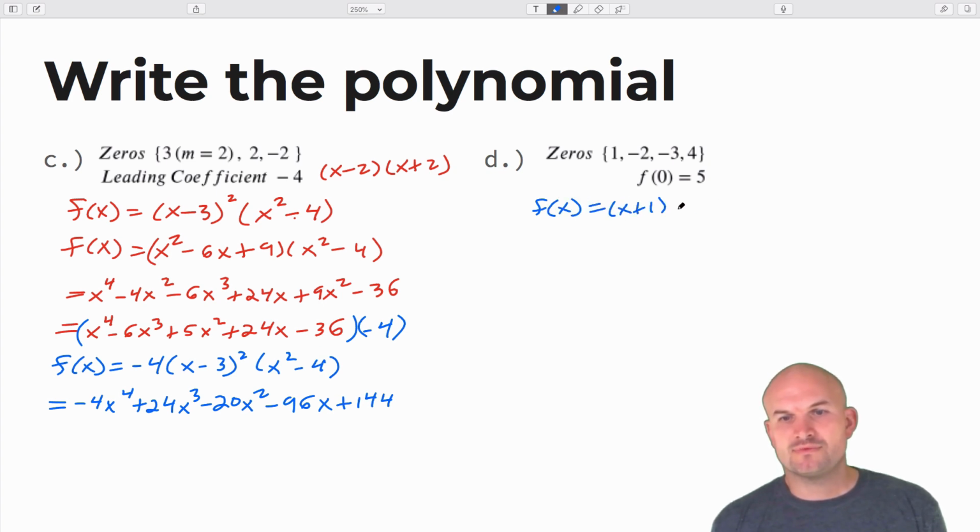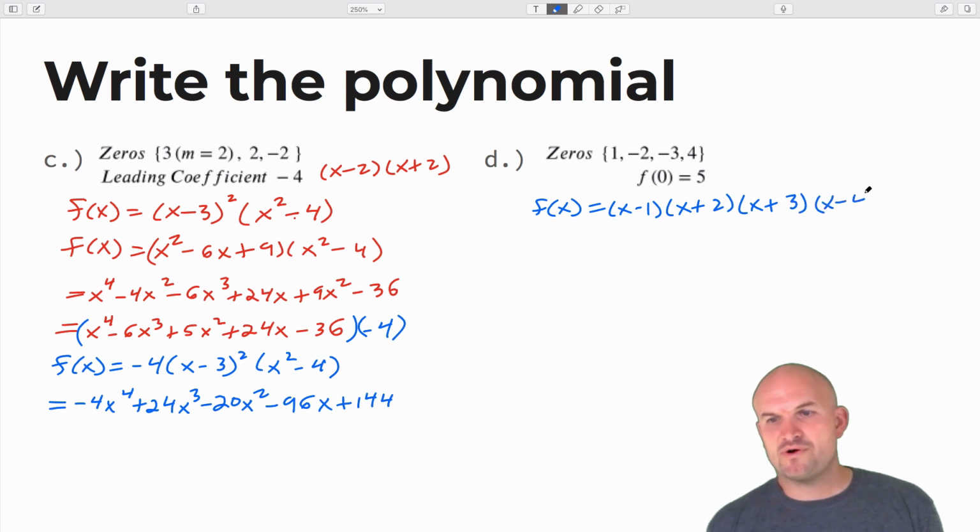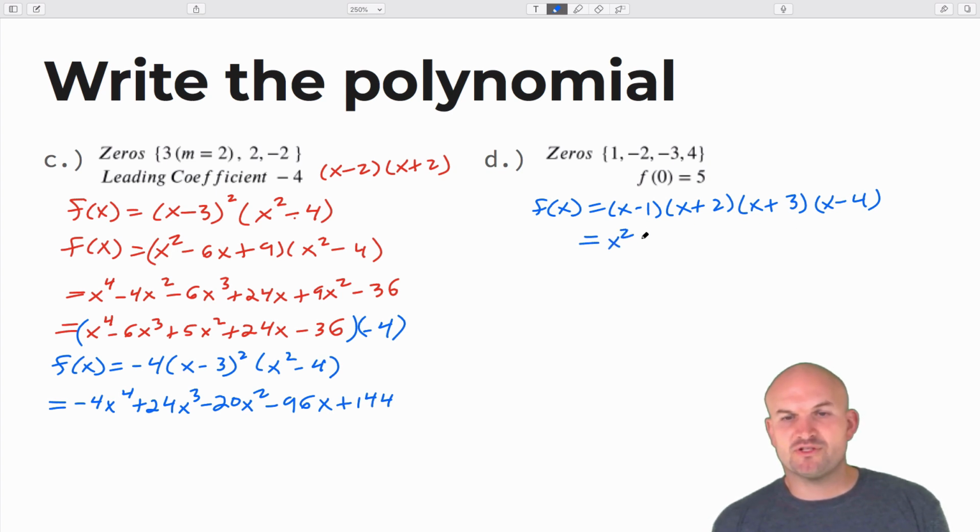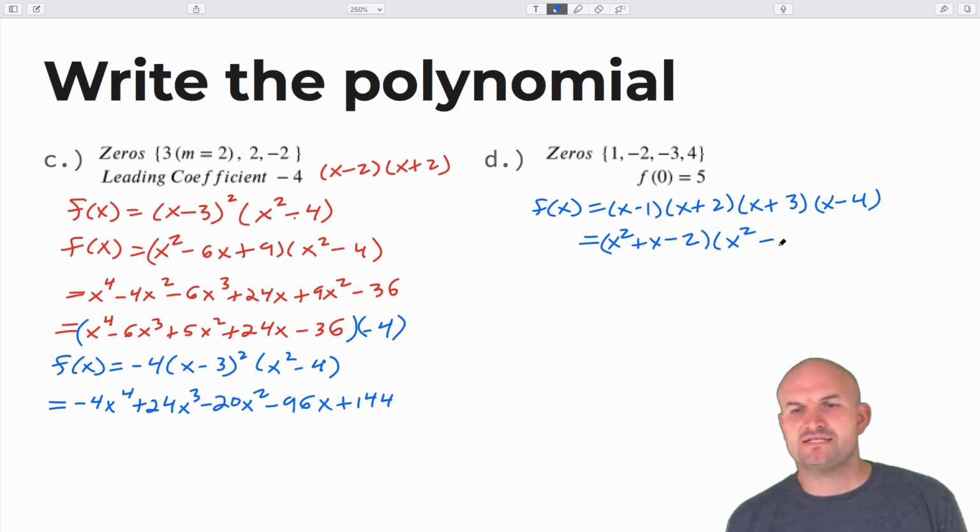All right. So for the next one, I can quickly write the zeros here as x plus 1. No, x minus 1. So x minus 1 times x plus 2 times x plus 3 times x minus 4. Okay, it doesn't really matter which ones you want to multiply first. Let's just multiply these two and then these two. So in this case, if I multiply this, I'd get x squared plus x minus 2. In this case, I would get x squared plus 3 minus x minus 12.